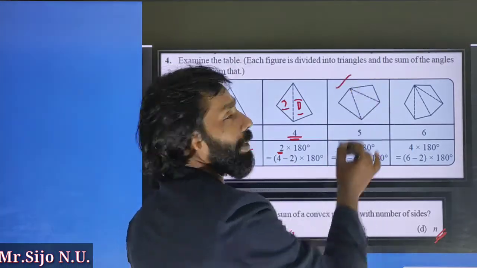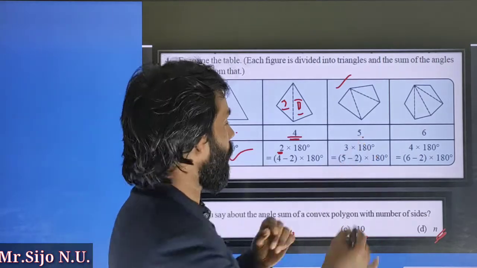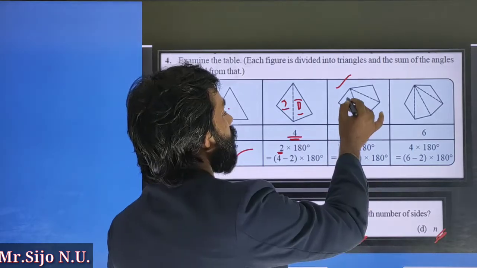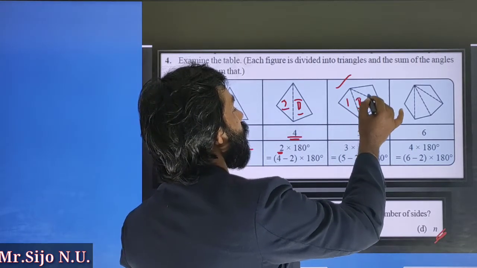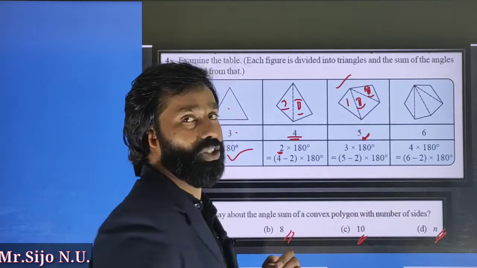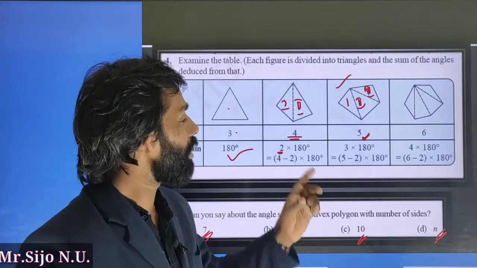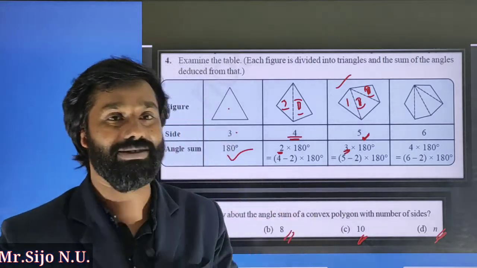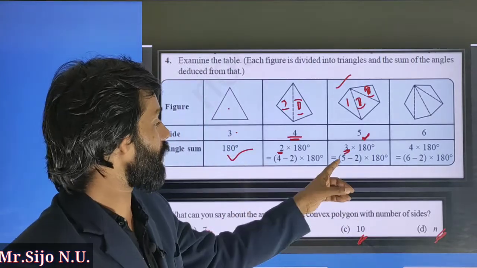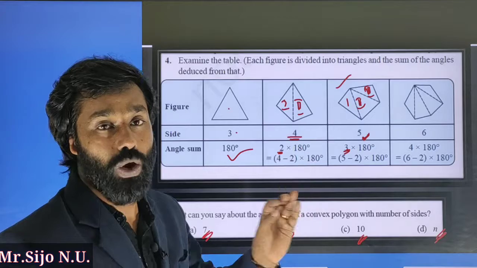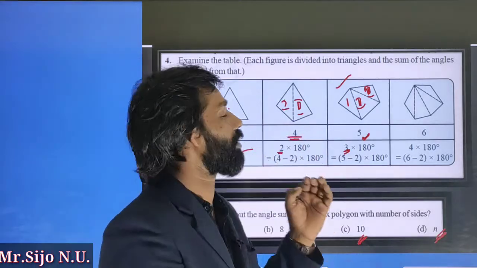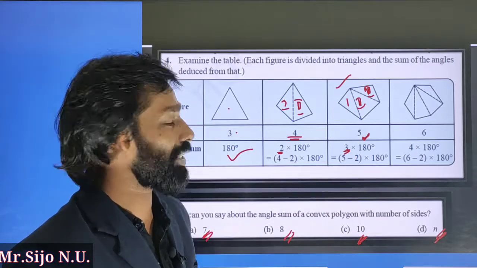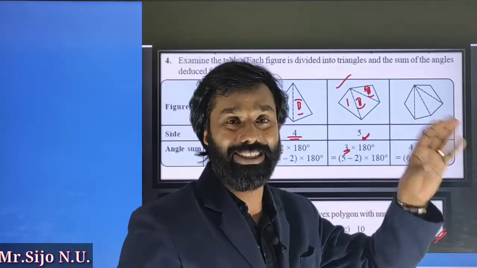Now consider the pentagon. Here there are 5 sides. When we draw two diagonals, what are we getting? Here we are getting 3 triangles. So the sum of the angles should be 3 into 180. So how can we relate the 3 with the number of sides? Yes, we are getting 3 from 5 minus 2. What is 5 here? It is a pentagon, there are 5 sides, so 5 minus 2 should be the 3. Yes, 3 into 180.